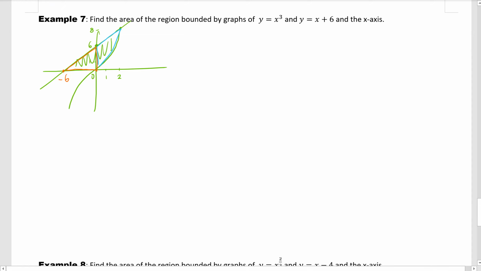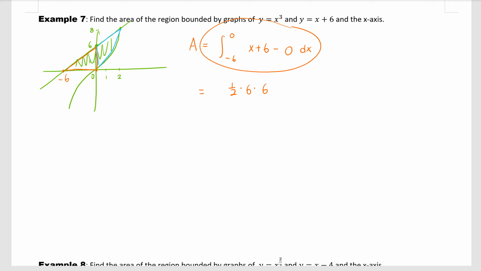So the area is the integral from minus 6 to 0, where the upper function is the line and the lower function is the x-axis. This is the orange area. But because this is a triangle, and a triangle is 1/2 base times height, the base is 6 and the height is also 6. But if you have time, feel free to calculate this integral to see whether you get the same answer. Okay?